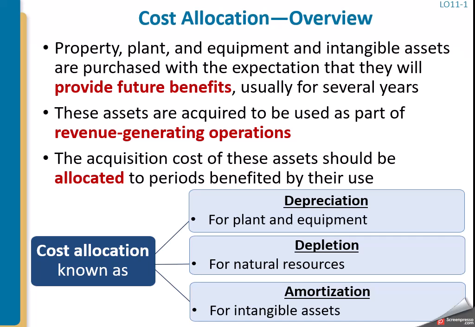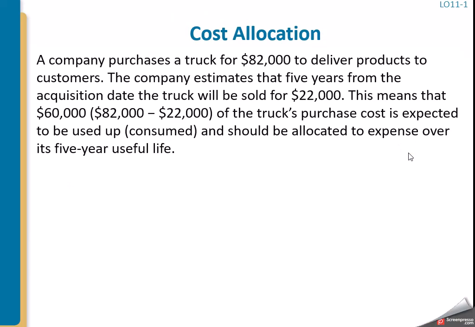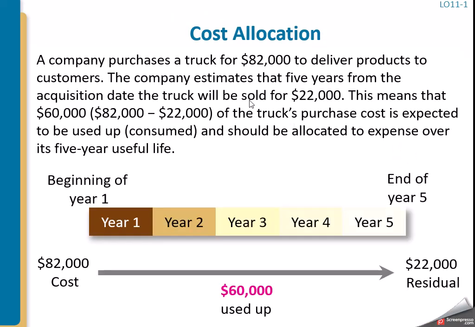And then we have to figure out, okay, how are we going to allocate those costs over the periods that benefit? So they give us an example, like if we have a delivery truck that's $82,000, we think it's going to last for 5 years, at which time we think we can either sell it or trade it in for $22,000. So then the cost that we want to try to charge off to expense is going to be the $60,000. So the $82,000 minus what we think we'll get back at the end.